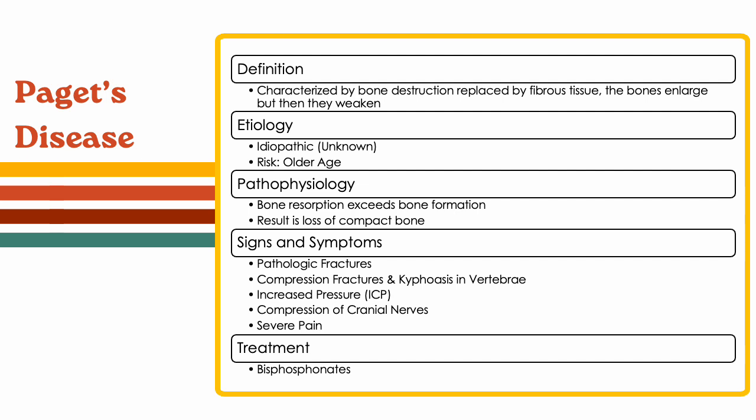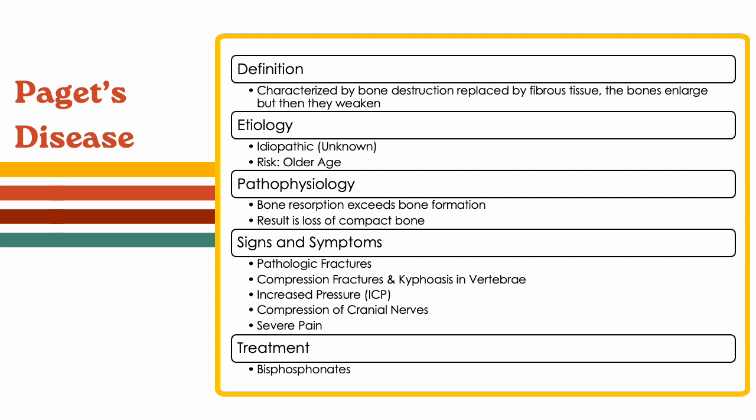Okay, so we have Paget's disease. And this disease is characterized by bone destruction. You have the enlargement of your bones, but it also makes them more weak due to the fibrous tissue. As far as etiology, we don't necessarily know why Paget's disease occurs, so it is idiopathic, but we do know the risk occurs with older age. It is thought to be a genetic disorder, so there are familial factors that are associated with it, but outside of that, we actually don't know why it would occur.